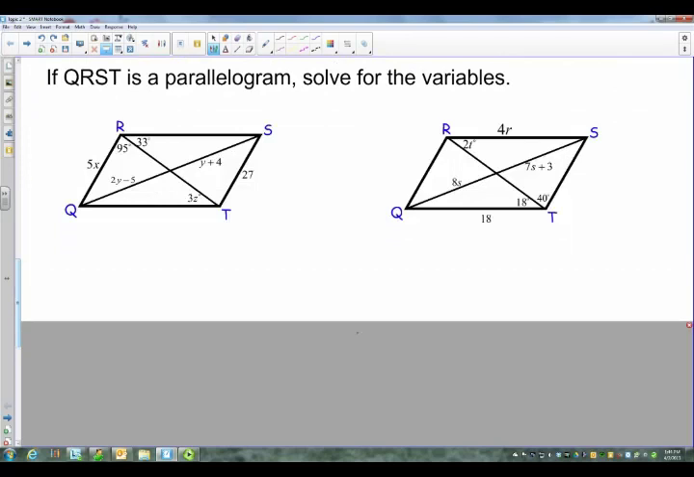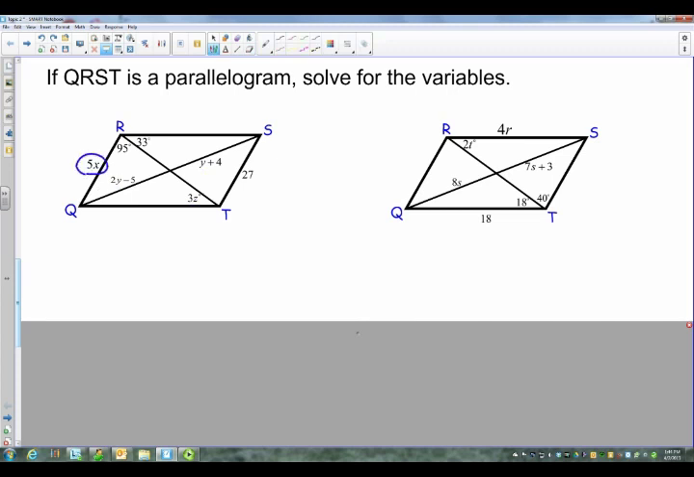Alright, so QRST is a parallelogram. Because that's true, solve for the variables. So I've got three variables here. I've got an X, I've got a Y, and I've got a Z. And we need to figure out what the X and the Y and the Z equal. Okay, a couple of different places you can start. Now let's just go with the X.